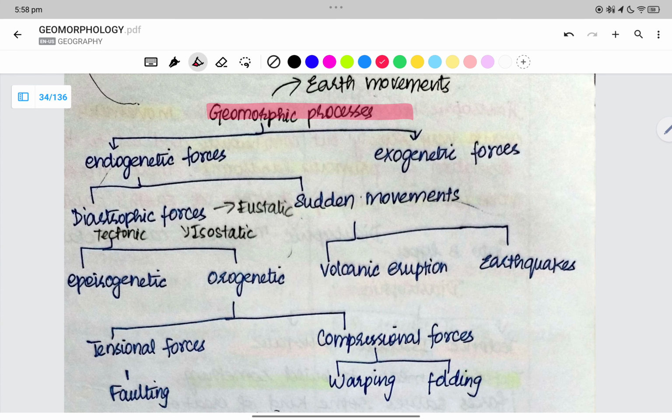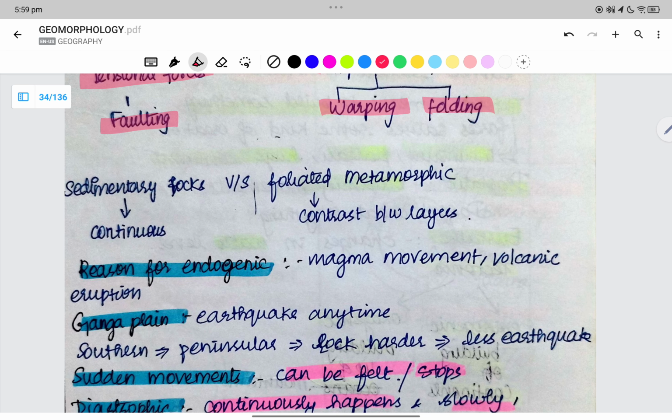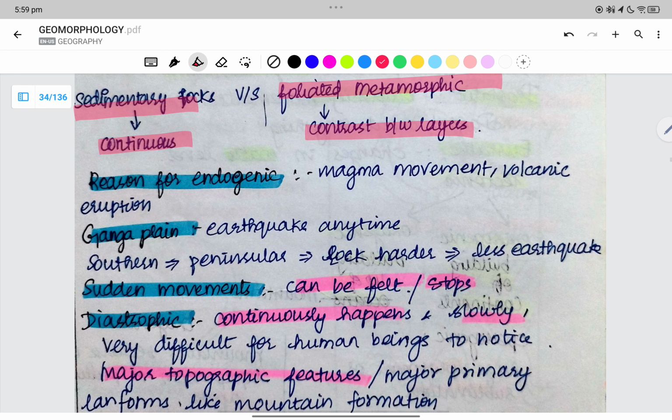We have seen the geomorphic processes, endogenetic and exogenetic. Endogenetic has sudden movements and diastrophic. Diastrophic is again classified into tectonic, isostatic or eustatic, epirogenetic and orogenetic. Orogenetic is mountain formation. Sudden movements from inside are volcanoes and earthquakes. Tensional forces cause faulting, and compressional forces cause folding and warping.